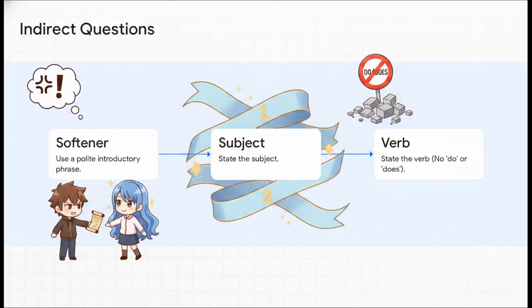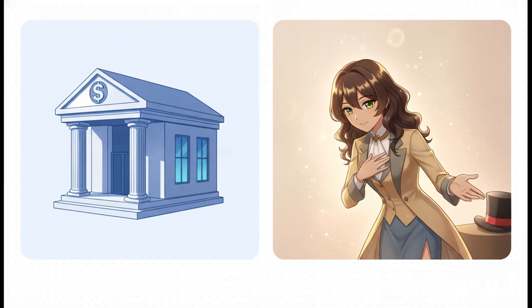Let's be real. Walking right up to a stranger and demanding, "Where's the bathroom?" can sound a little aggressive, right? To soften our inquiries, we use the golden rule of indirect questions. Step 1, introduce a polite softener. Steps 2 and 3, step away from that inverted question order and use standard affirmative word order, subject, then verb. And most importantly, we completely drop the do or does helper verbs. Just throw them out.